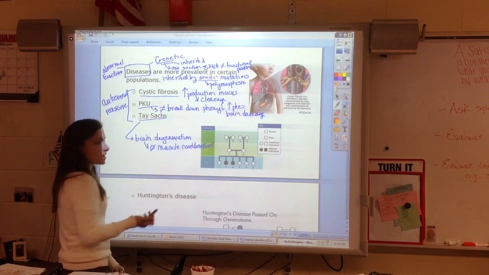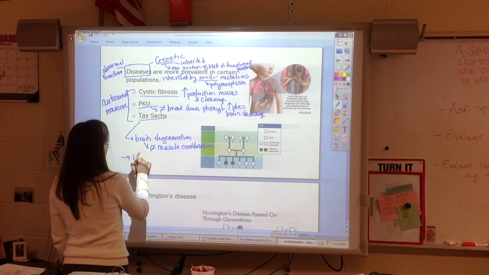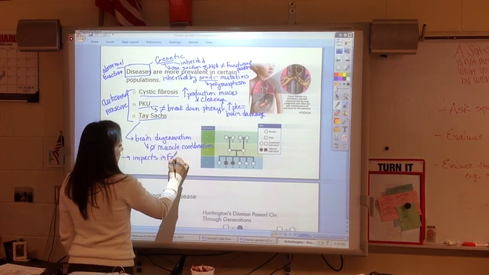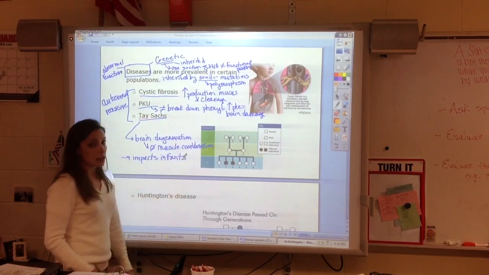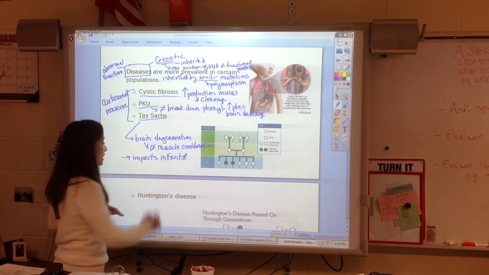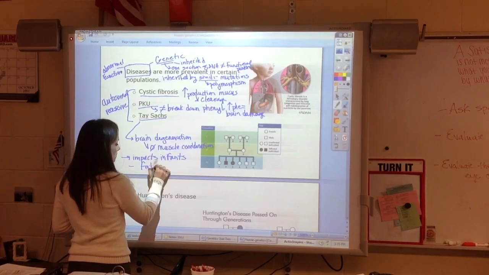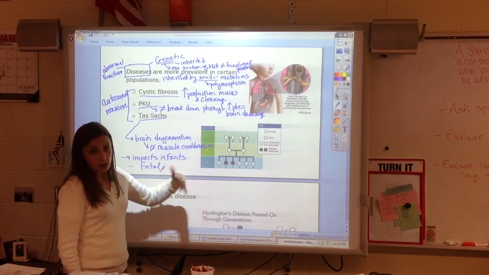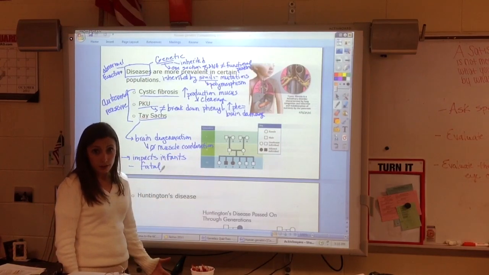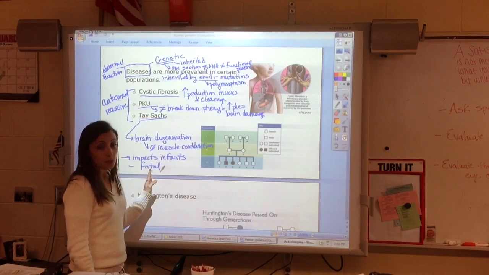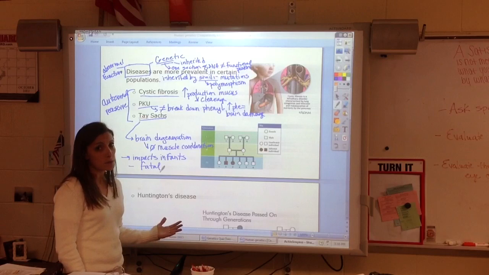But a really sad thing about this is that it usually impacts infants. And so it's going to be very young babies who have Tay-Sachs and actually die of Tay-Sachs. It is fatal. Now the thing about that is that means that they won't live to have children and pass it on. So you're going to see a much lower prevalence because the people who have it can't pass it on.